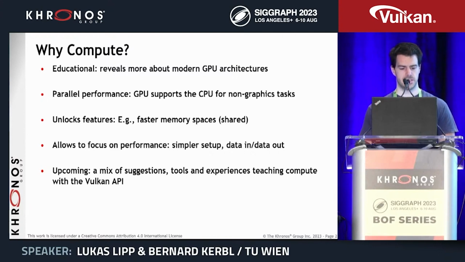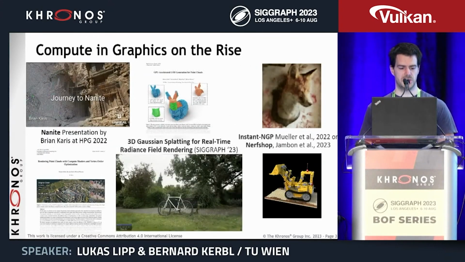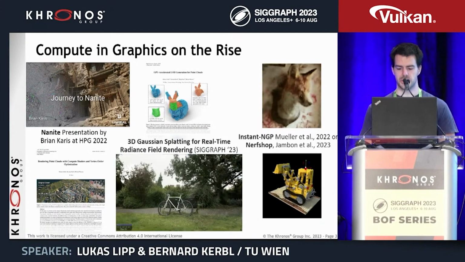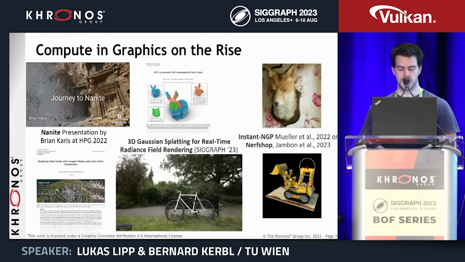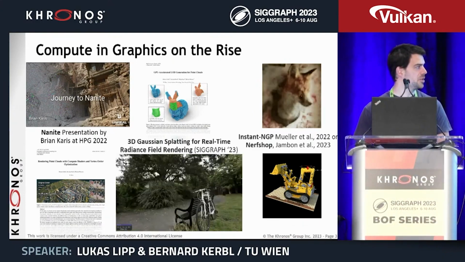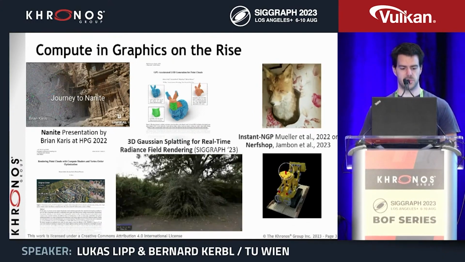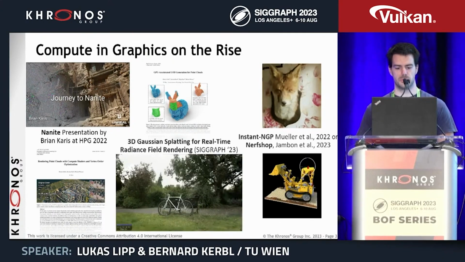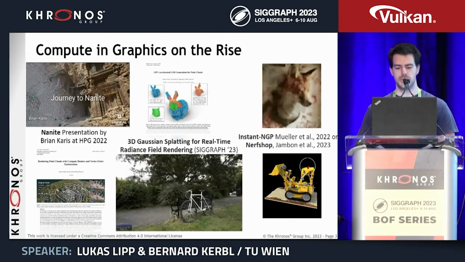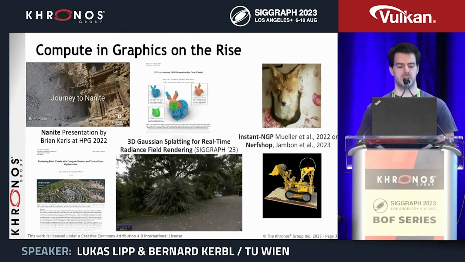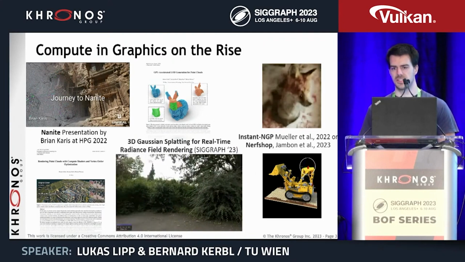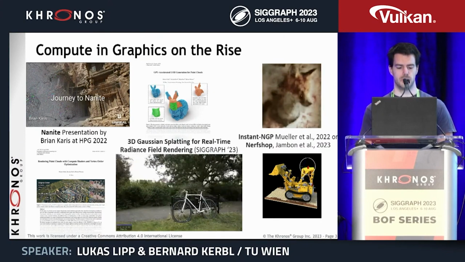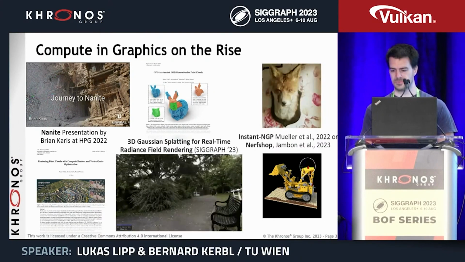Another reason that is not on this slide, but is definitely important, is that compute is not only valuable for number crunching or computing your machine learning outputs, but it's becoming more and more important in graphics applications as well. We see more and more applications that make heavy use of compute, whether for simulation, for neural rendering, or for classical rasterization with a twist, so-called software rasterization, which also attracts more and more attention.